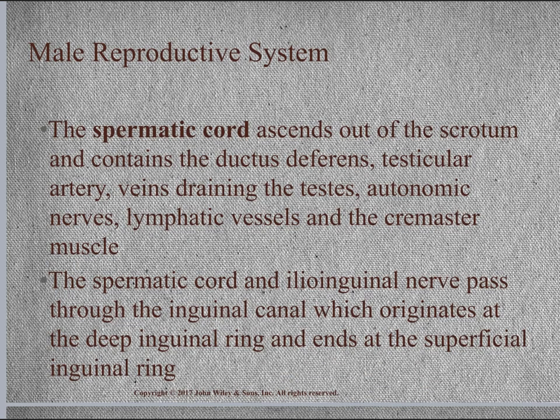The spermatic cord is going to ascend out of the scrotum and contains the ductus deferens, testicular artery, veins draining the testes, autonomic nerves, lymphatic vessels, and the cremaster muscle. The spermatic cord and the ilioinguinal nerves pass through the inguinal canal, which originates at the deep inguinal ring and ends at the superficial inguinal ring.